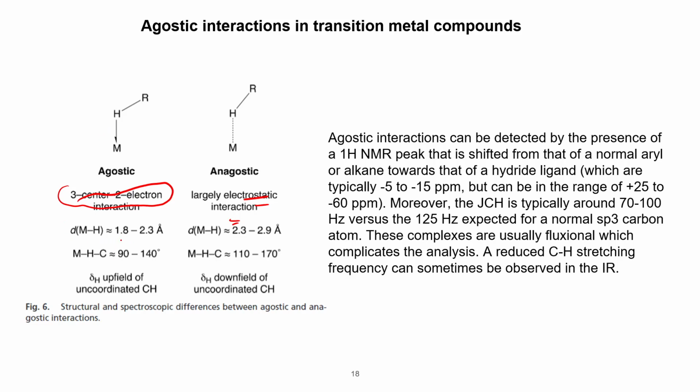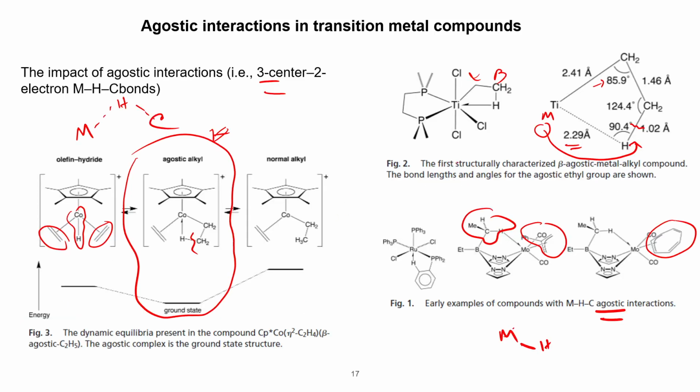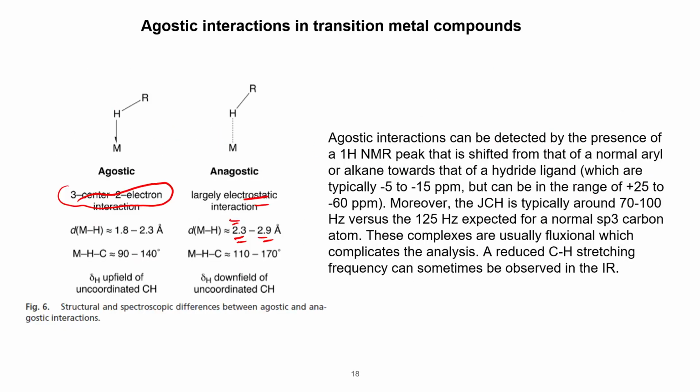In the crystal structure, if you have that metal hydrogen bond distance between 2.3 and 2.8, that is agostic. For this kind of anagostic effect, the bond lengths are much higher. They vary from 2.3 angstrom to 2.9. For this case here, it is in the range, just in the borderline, just lower than 2.3 angstrom. So that's why it is agostic.